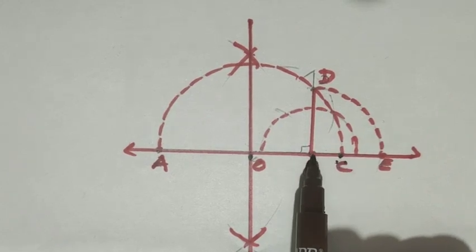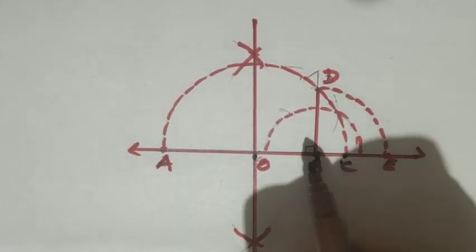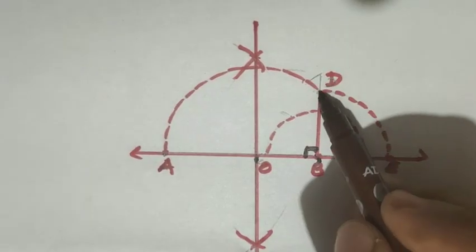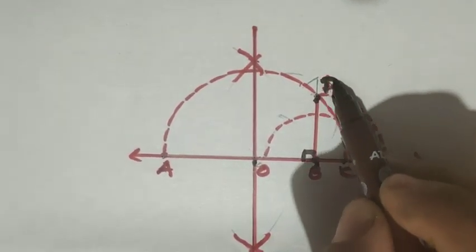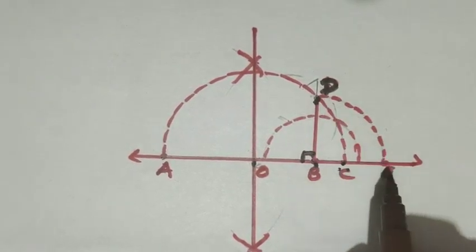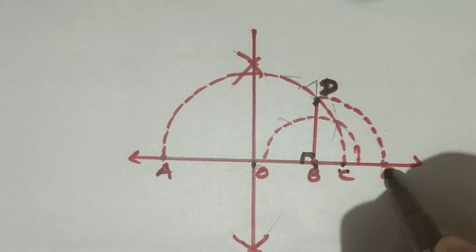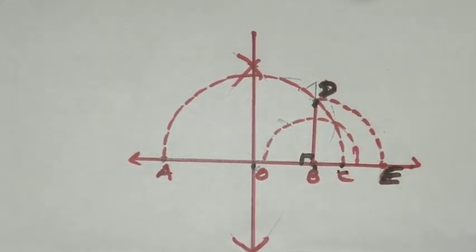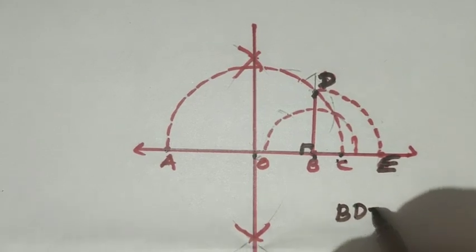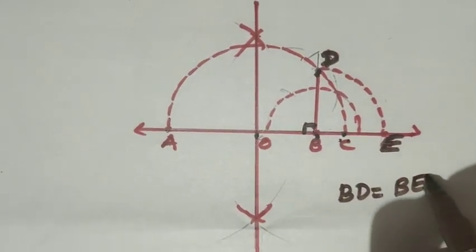After that at B we are drawing a perpendicular BD perpendicular to AC. So this touches at D. Now BD as a radius, B as a center, we are completing the arc that touches the number line at E. So BE equal to root 5. So BD equal to BE equal to root 5.